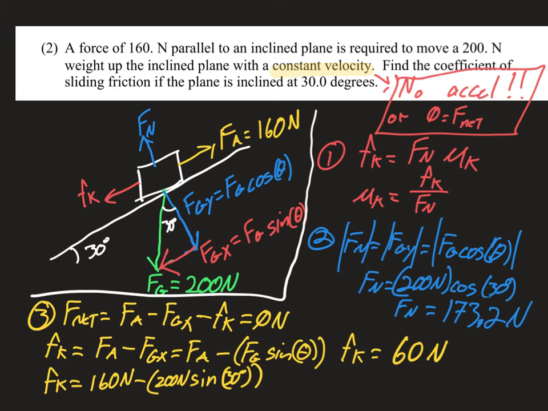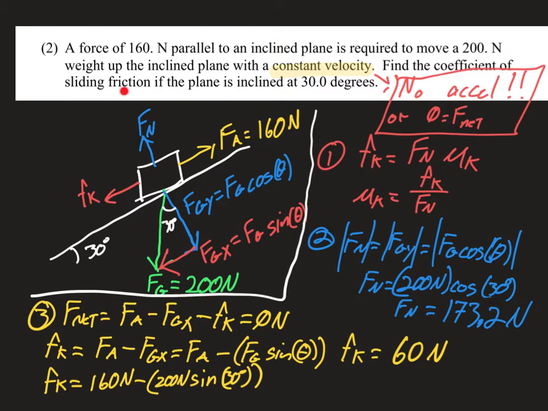Okay, so for number 2, a force of 160 newtons parallel to an inclined plane, so we are dealing with a tilted plane this time, is required to move a 200 Newton weight up the inclined plane. So we're moving up against gravity with a constant velocity. Woohoo! Constant velocity. That means no acceleration, or our net force will equal 0.